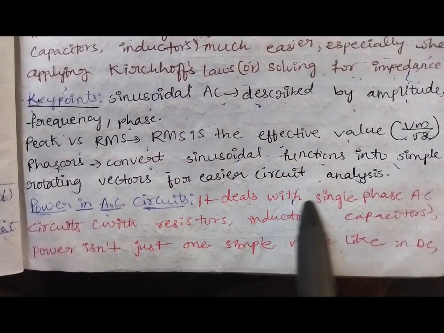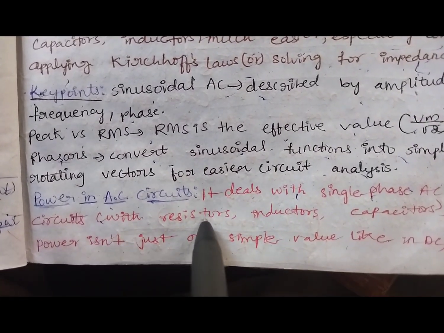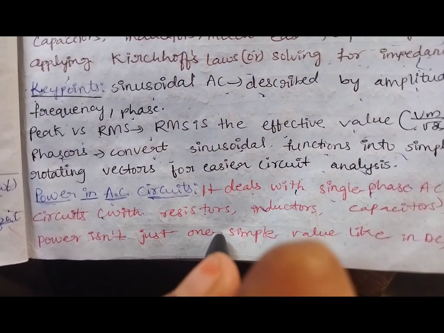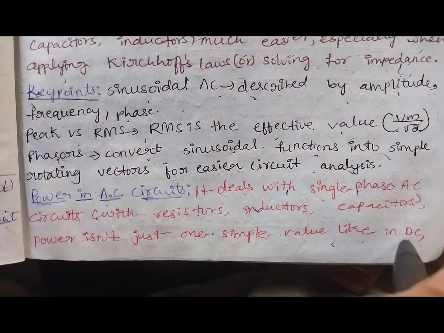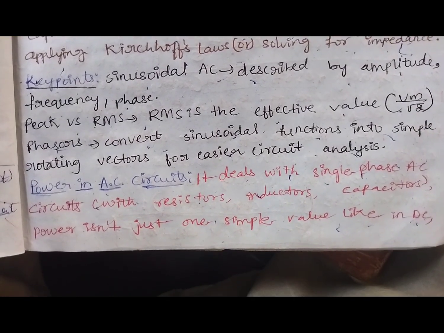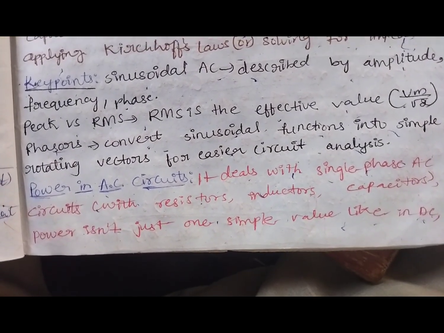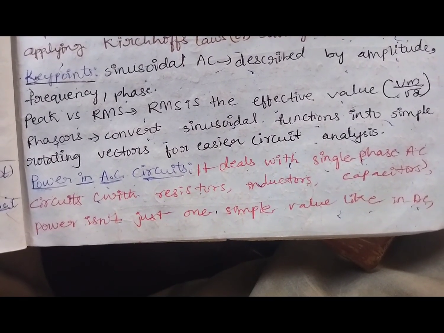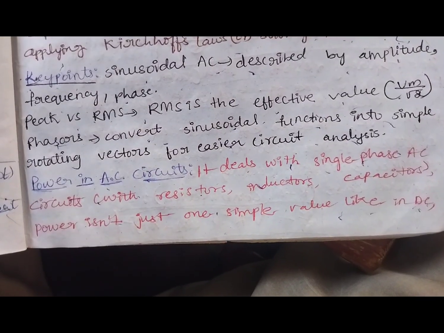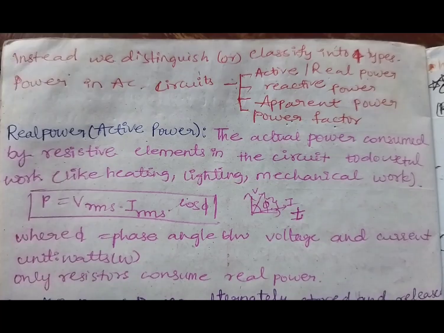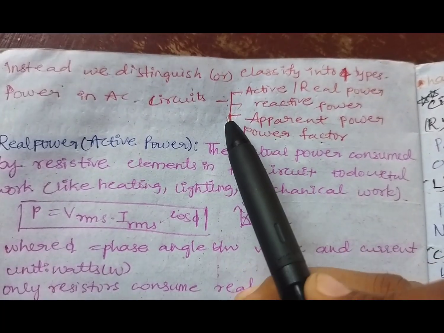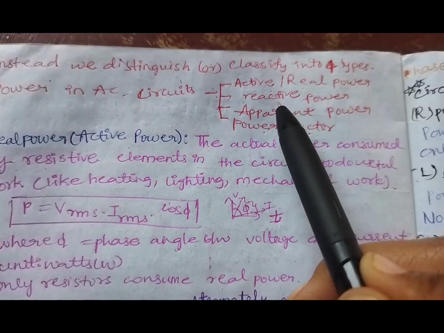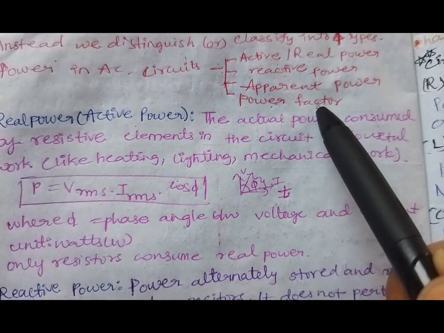It deals with single phase AC circuits with resistors, inductors, capacitors. Power is not just one simple value like in DC, direct current. Power in alternating current is not a simple value. Power in AC circuits is the combination of 4 topics: active or real power, reactive power, apparent power, power factor.